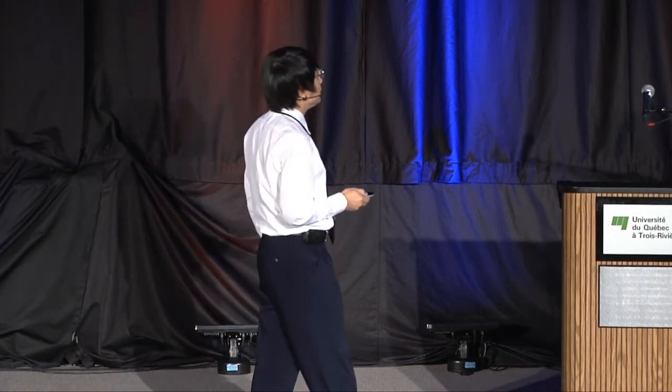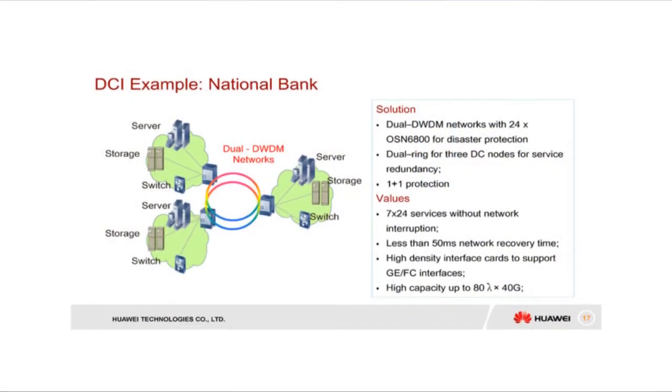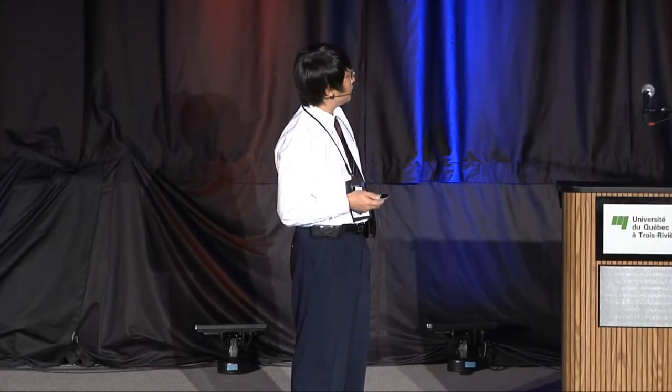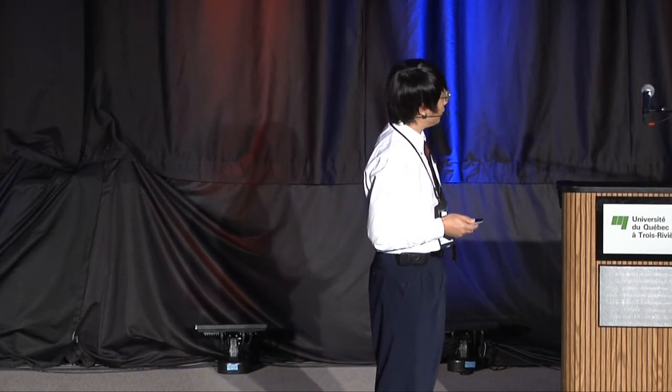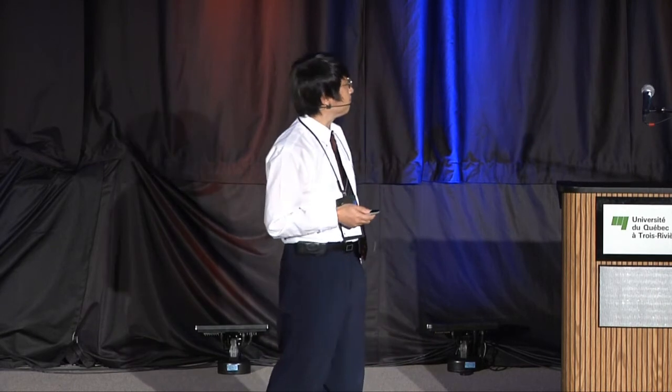Here is an example of a solution we provided for the DCI for National Bank. We use DWDM with two dual rings for connecting the different locations of the 3 DCs.